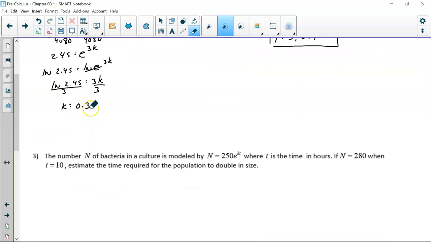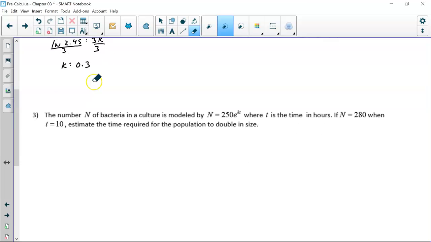So there we go. That's the number of hits you'd expect after that many months. Number 3. The number of bacteria, N, is cultured by this model. N equals 250 e to the kt. t is the time in hours. So if N equals 280 when t equals 10. So what we can do is we can write this as an ordered pair. 10, 280. There's our ordered pair.